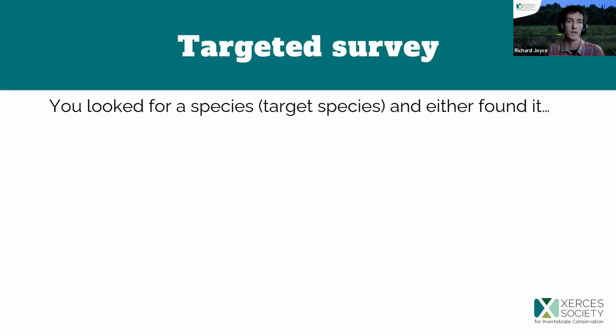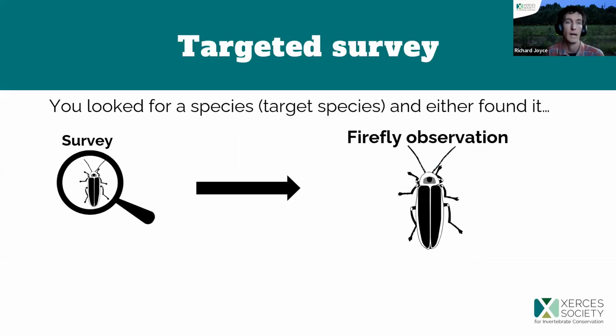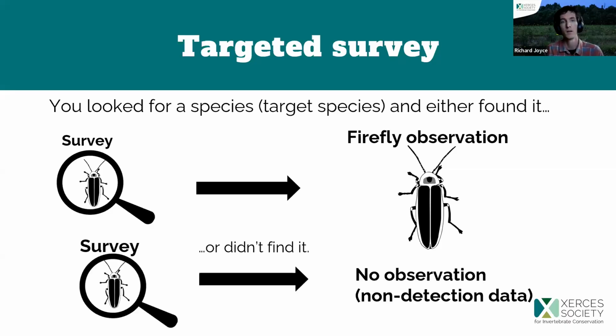You could do a targeted survey where you look for a particular species. Maybe it's a focal species of conservation concern or a data deficient species, or just one that you're interested in going to look for. And you either find it or you don't find it. And we call that non-detection data. There's no actual observation, but we can infer the lack of that observation. It tells us that you didn't find the species that you were looking for.